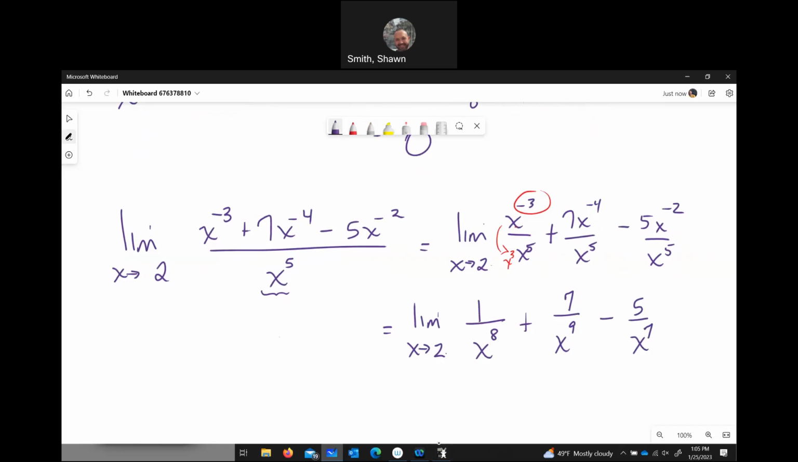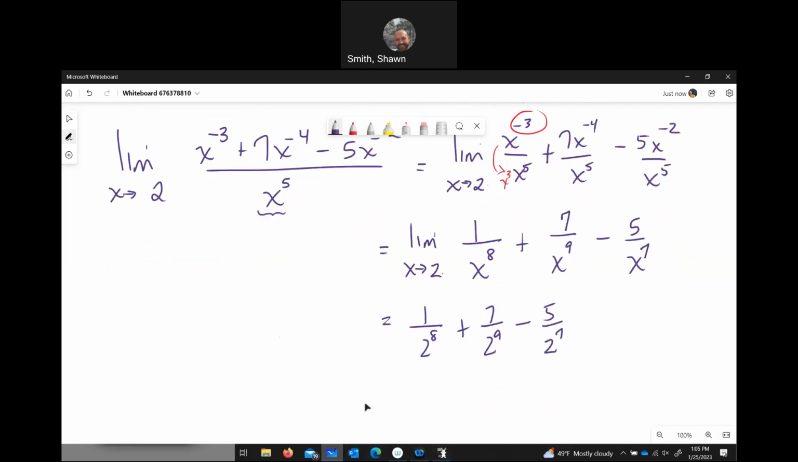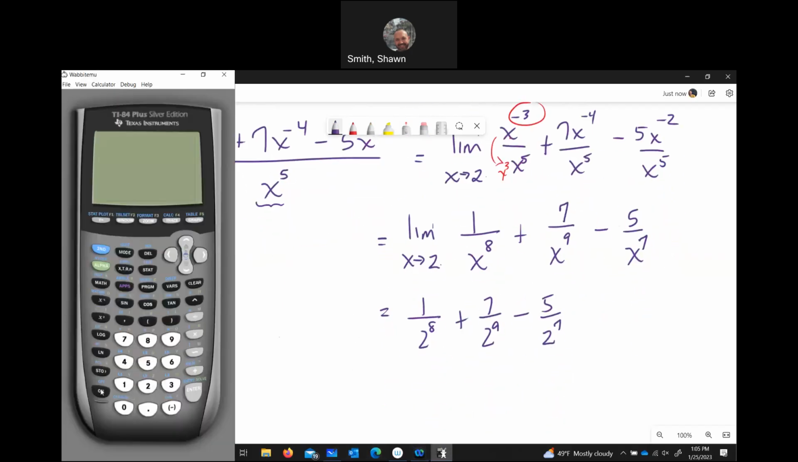Now they're all positive exponents, we could work with these numbers. And this is just going to be 1 over 2 to the eighth plus 7 over 2 to the ninth minus 5 over 2 to the seventh. And from here, you can use a calculator and figure out what that number perhaps would be. I'll type it in real quick, see what we get. It may just be a rounded decimal.